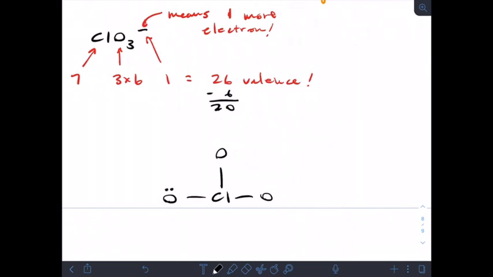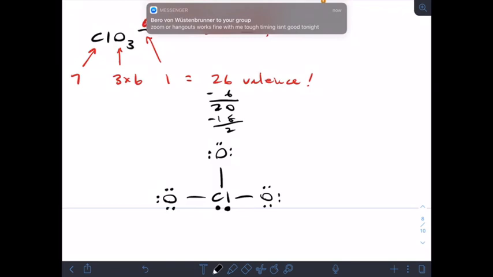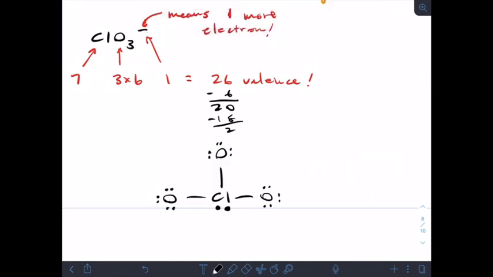So I'm going to fill my outside octets. And I'm going to talk through these steps; I'm talking through the steps every single time that I do this. Filling my outside octets takes care of 18, so I've got 2 left to put in my drawing, and those go on the central atom. Now, let's check the octets. Right now each of my oxygens has 8, and my chlorine has 2, 4, 6, 8. Everybody's happy, right? But my final step says to check the formal charges.